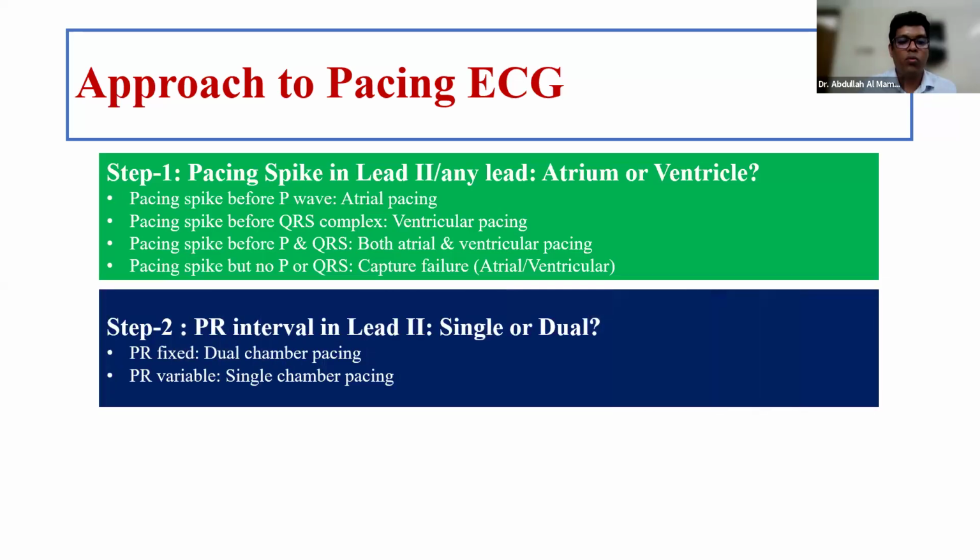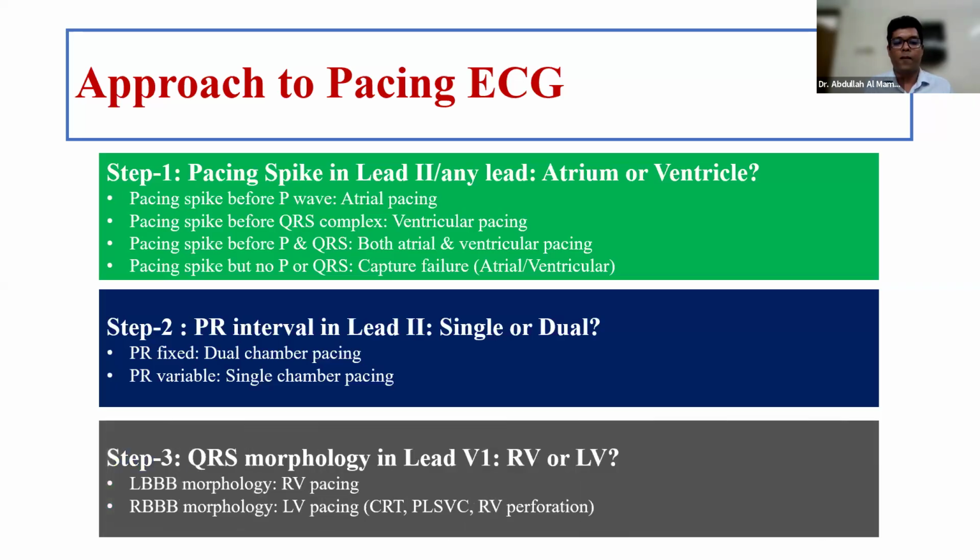Then we go to step 2, the PR interval in lead 2 or any lead, to tell single or dual chamber. If the PR is fixed, that is dual chamber. If the PR is variable, that is single chamber. Step 3 is lead V1, where we look at the QRS morphology. If there is LBBB morphology, there is RV pacing. If RBBB morphology, LV pacing is there. In case of CRT, or in complicated cases, with RBBB morphology LV pacing may have happened. So that's all about the session.